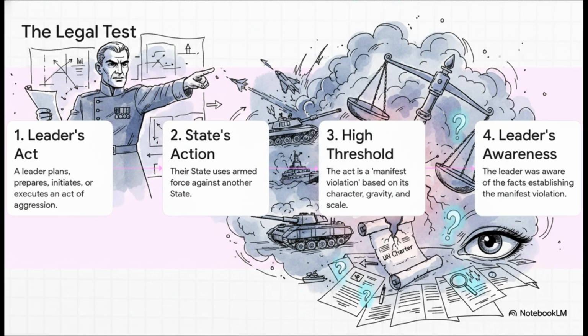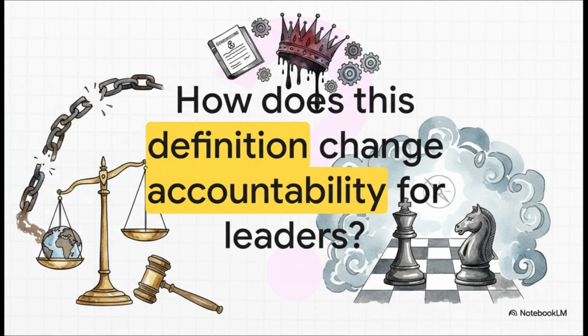1, a top leader planned or carried out the act. 2, their country illegally used its military. 3, that act was a manifest violation when you look at its character, gravity, and scale. And finally, number 4, the leader knew the facts that made it so bad. You need all 4. And all of this leaves us with a really big, thought-provoking question.